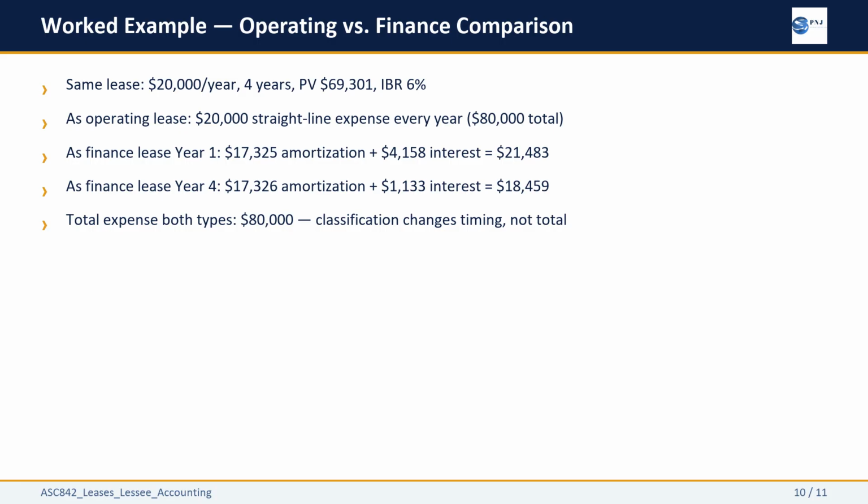The numbers prove what the theory says. Classification determines the income statement pattern and line item placement. Front-loaded with 2 separate charges for finance, level with 1 charge for operating. But across the full lease term, every dollar of obligation is recognized as expense regardless of how the lease was classified. Getting classification right matters for the income statement shape and EBITDA, not for total expense.